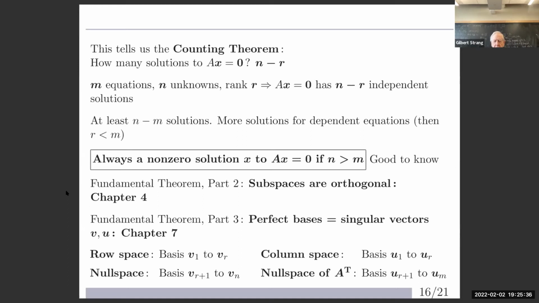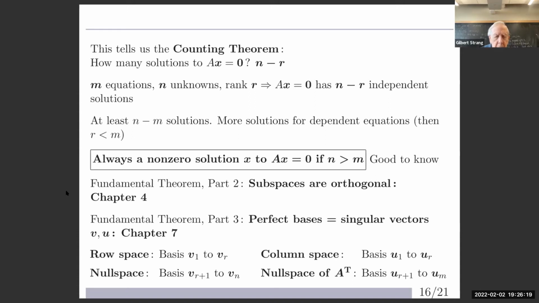And of course, if our matrix has many columns, so N is a large number, then there will be solutions, because the rank can't be greater than M. So if N is larger, then we have some solutions. N minus R would be a positive number, and we would have some solutions in the null space.